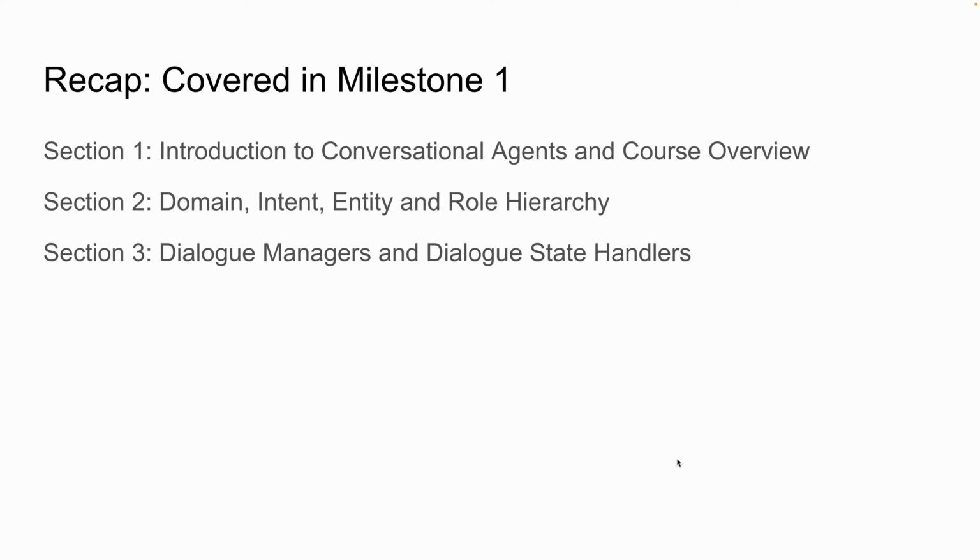So let's talk about what we covered in Milestone 1. In Section 1, we talked about this course at a high level for conversational agents, discussed the history of chatbots, how they're being used, and some of the research around them, what has allowed them to succeed so much in recent time in terms of GPT-3 and other language models. We next, in Section 2, discussed the domain, intent, and entity and role hierarchy. These are the levels of hierarchy that help the system classify and interact with the incoming data.